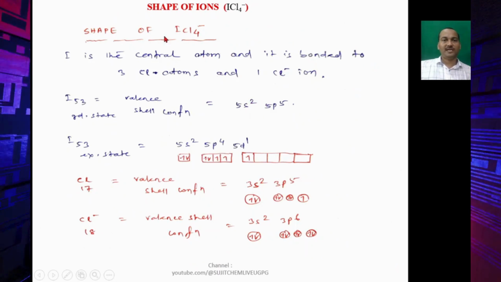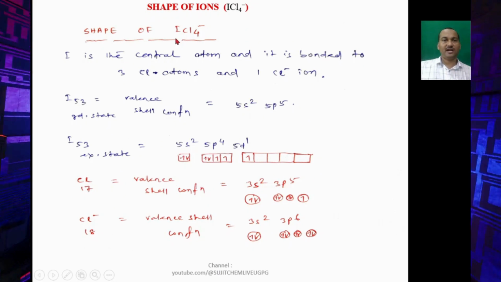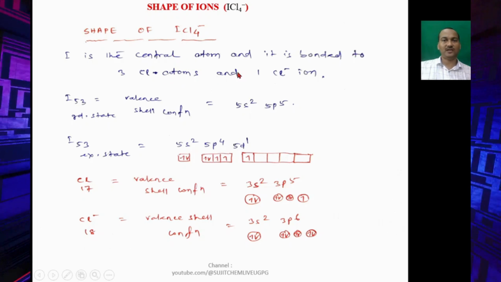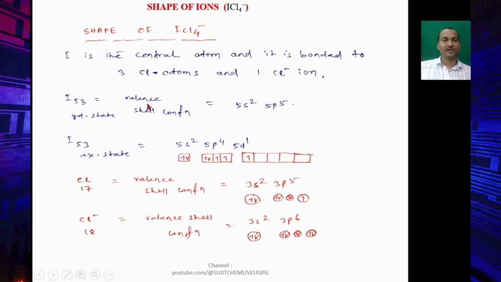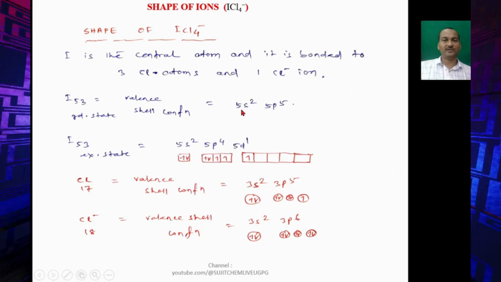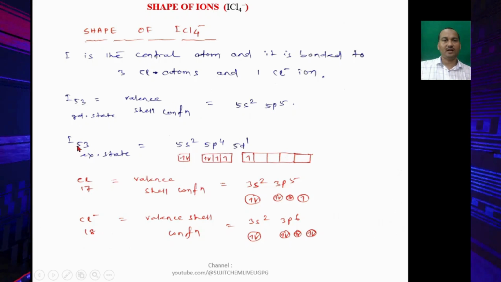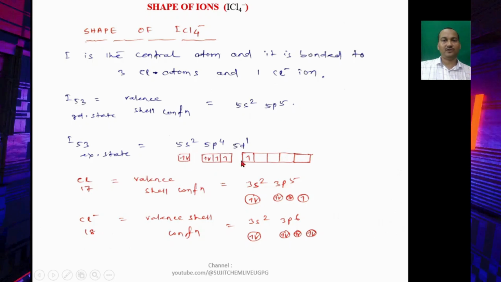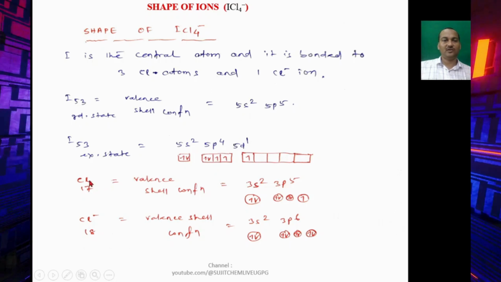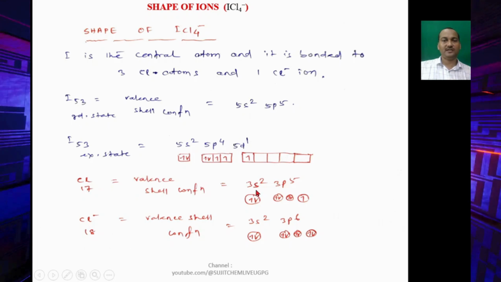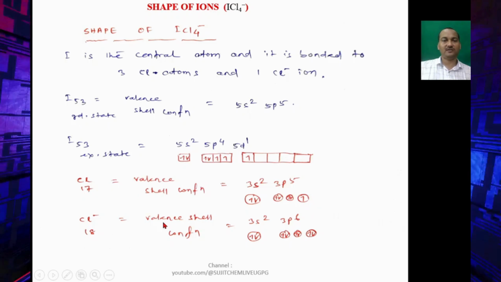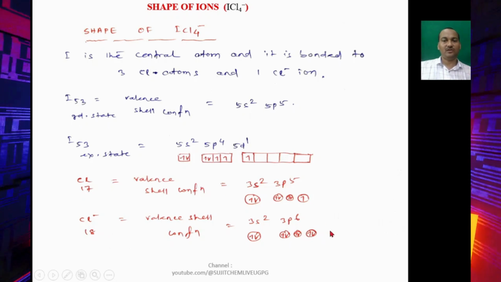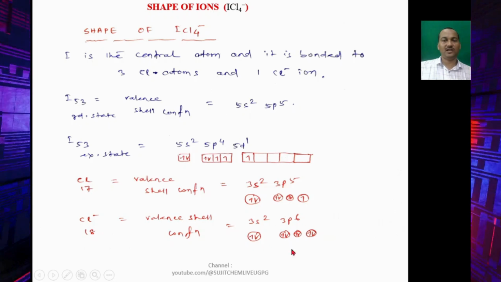So let's talk about the shape of ICl4 minus. Here iodine is the central atom and it is bonded to 3 Cl atoms and 1 Cl minus ion. Iodine 53 valence shell configuration is 5s2 5p5, and iodine in the excited state will be 5s2 5p4 5d1. Similarly chlorine 17 valence shell configuration is 3s2 3p5, so 1 unpaired electron, and Cl minus is 3s2 3p6, so all the orbitals are filled up with pairs of electrons.